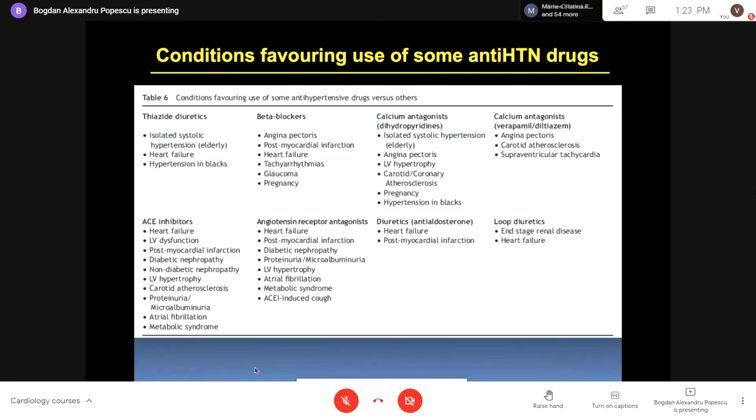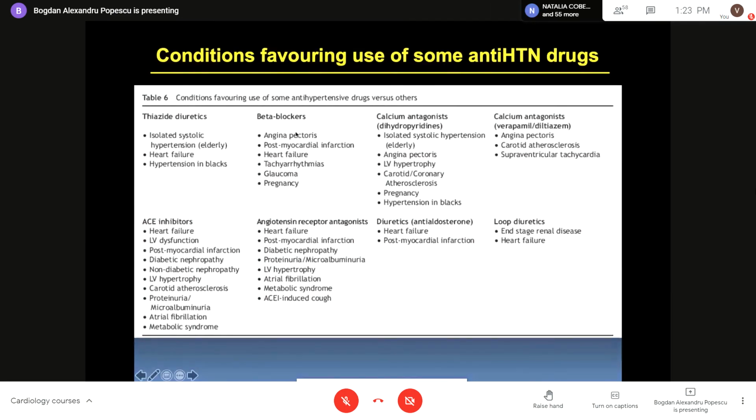And finally, I have a few slides that I will ask you to look into in detail in the documents that I've sent you. So this is concomitant conditions the patient has that may favor the use of specific antihypertensive drugs. Okay? So this you already know from other diseases.